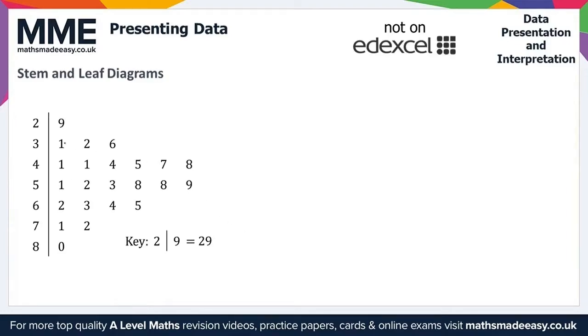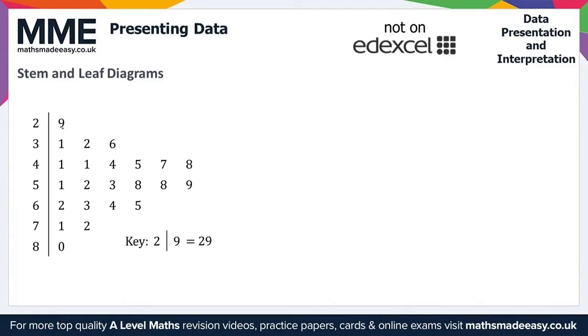So using this diagram here, the 2 and the 9, as we're told using the key here, represents 29. So the 2 there represents the 20s, the 3 here represents the 30s, so for example, 3 and the 1 would be 31. 3 and the 6 would give us 36, and the 8 and the 0 would give us 80 there.